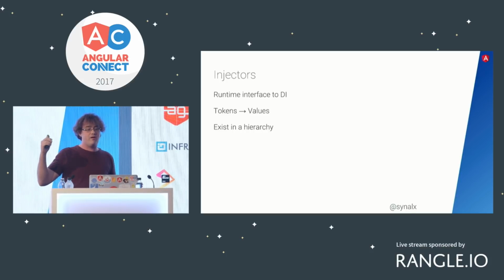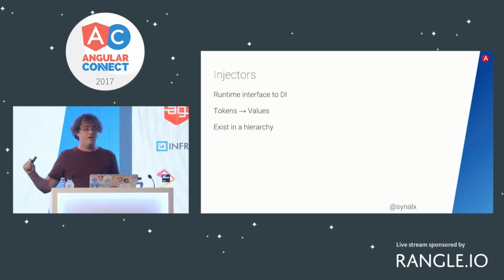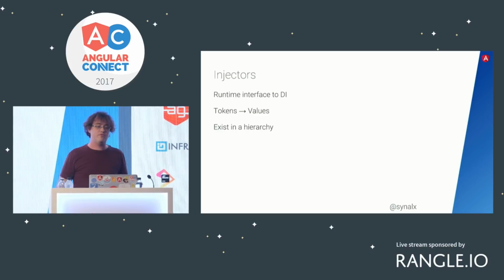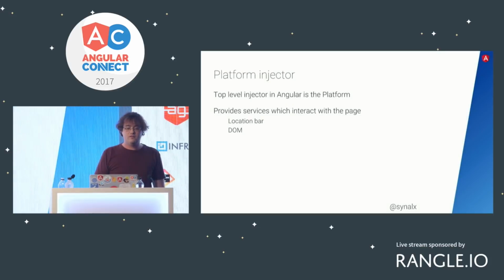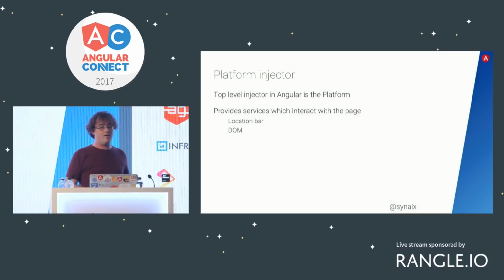Each injector has a parent. And if an injector doesn't have a token when you ask to inject it, it'll delegate to its parent, and so on up the tree. So it's this hierarchy that I really want to talk to you about.